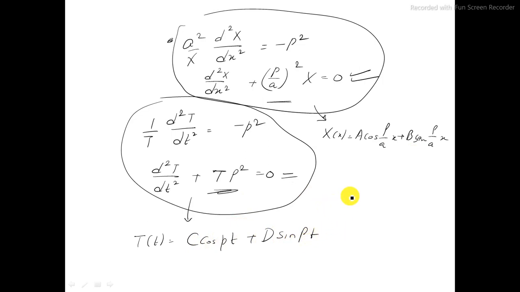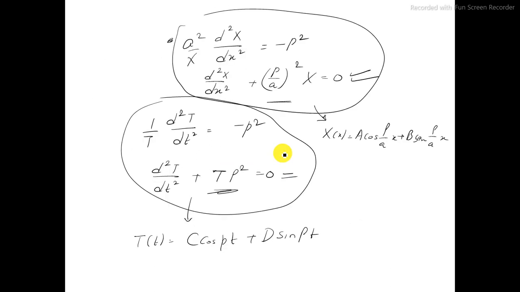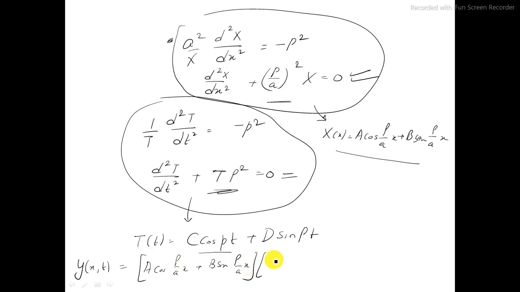So now we have written y is equal to X into T. So you will find the value of y by multiplying X and T. So y, which is a function of x and t, is the multiplication of the X and T equations. So it is A cos(p/a)x plus B sin(p/a)x multiplied with (C cos pt plus D sin pt).